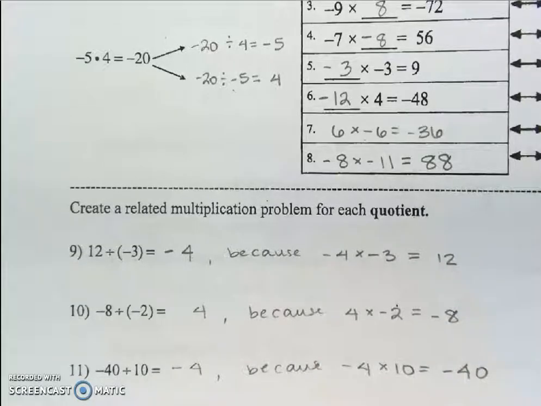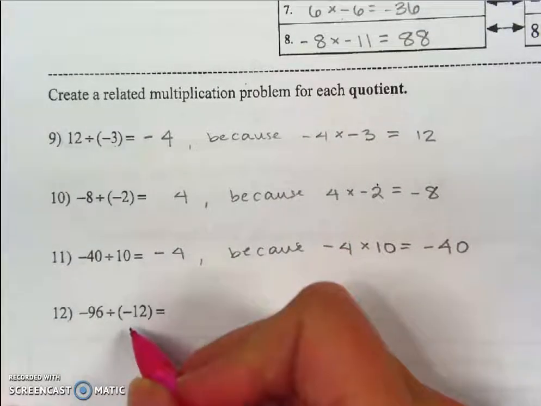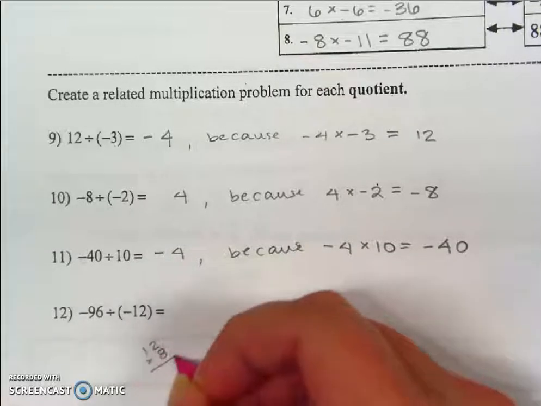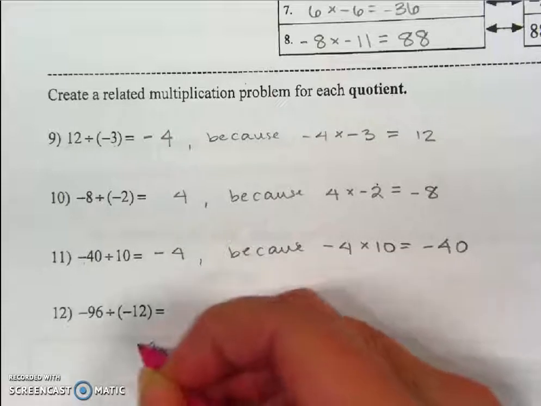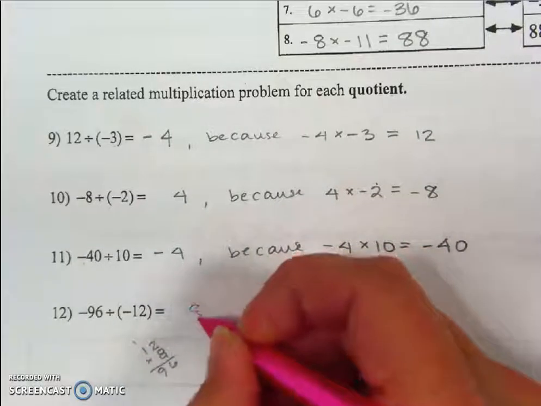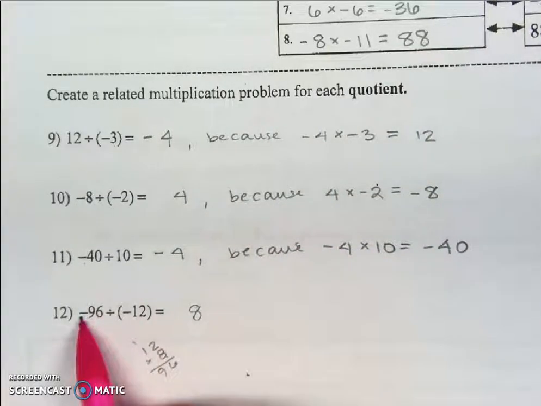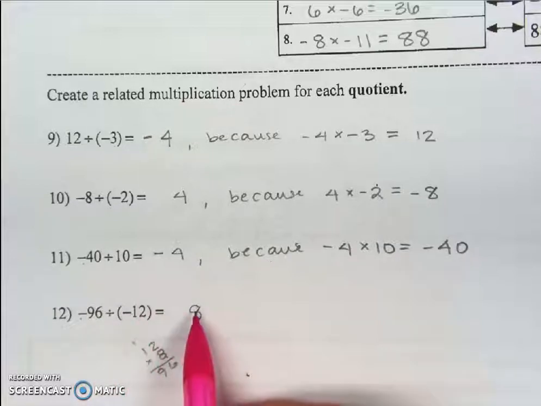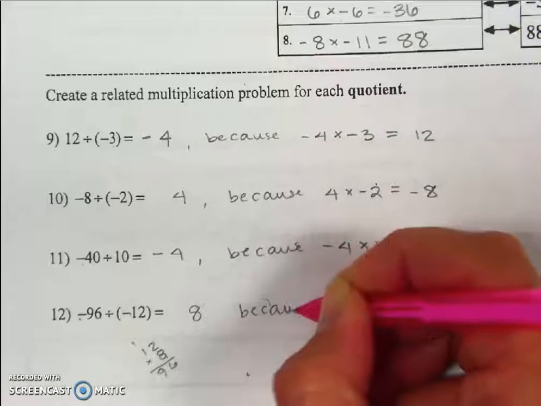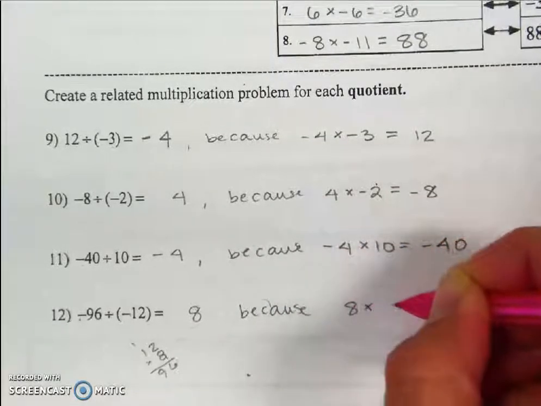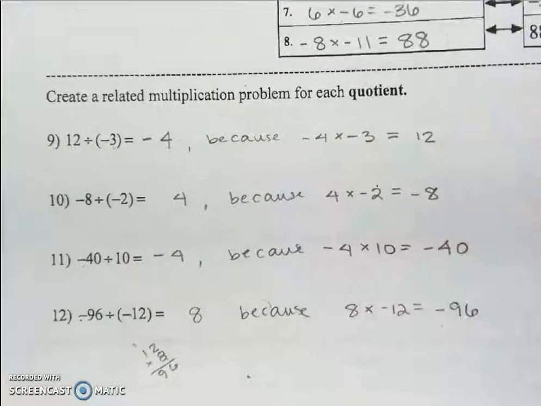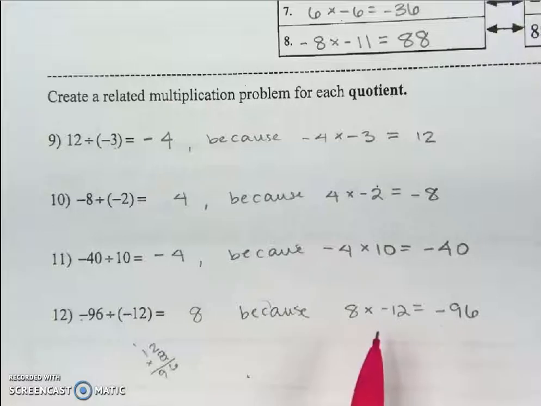All right, how about 96 and 12? 96 divided by 12. Let's guess and check here, just in case you don't know. Let's check times 8. 2 times 8 is 16, 8, and one more is 9. Okay, so it was an 8. The opposite would be negative 8, but the opposite would be back to positive 8. And that's because 8 times negative 12 is equal to negative 96. All right, so that's relating our division to our multiplying.